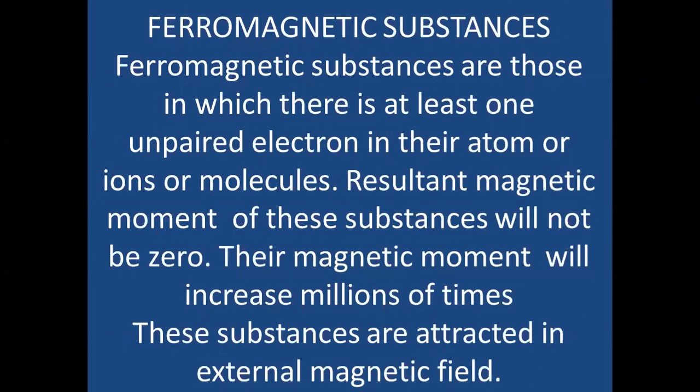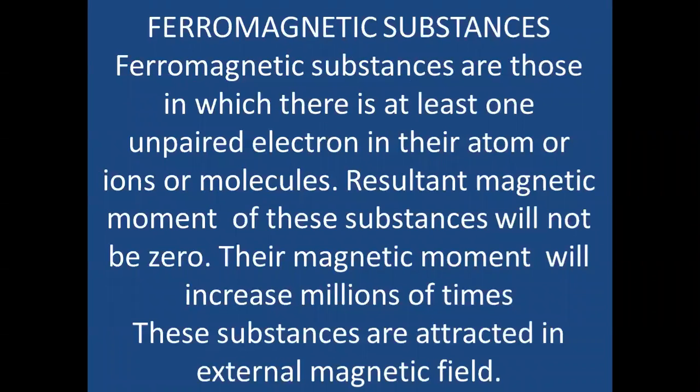Here, the third type of substances on the basis of magnetic properties are called ferromagnetic substances. The third type is ferromagnetic. These are the substances which, like paramagnetic substances, will have unpaired electrons in their atoms or ions or molecules. First thing. Second thing, the resultant magnetic moment will not be zero.